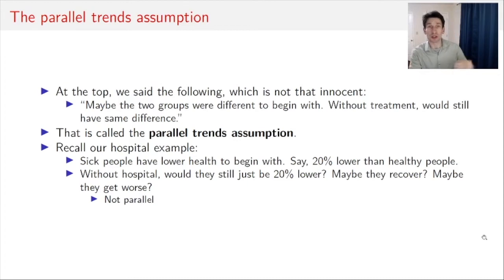In other words, the trends for the two groups are not actually parallel. Now, of course, this is an extreme example. In real life, we try to have groups that are as close as possible and not as obviously different as sick people versus healthy people. However, we don't know whether the groups might be very different on unobservables, right? And so this kind of extreme example shows us why this is problematic to begin with.